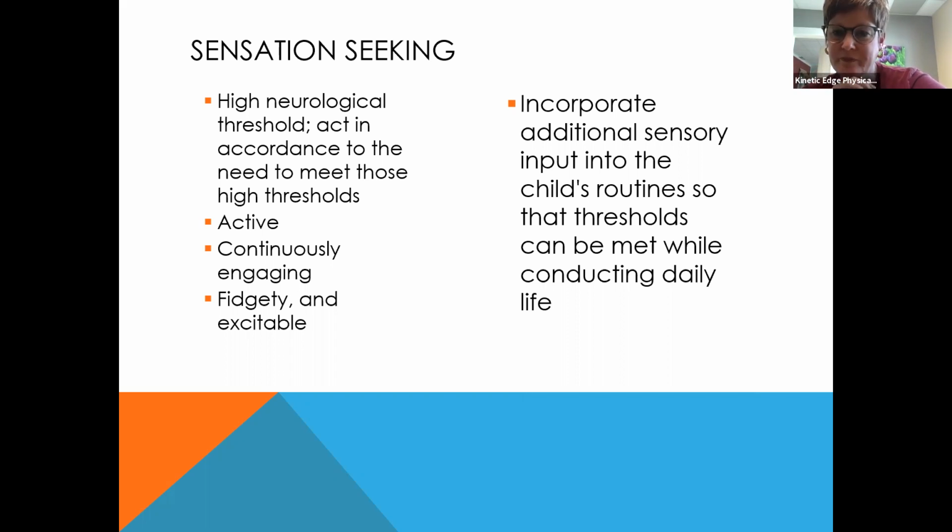Okay, so with the seekers, they do need more sensory input. And so we want to give them appropriate sensory input at regular times throughout their day, so that they aren't having to seek it out themselves in an inappropriate way. So you can see where you definitely want to make sure that you're dealing with the right category, because if you give an avoider lots more sensory input, it's not going to be helpful for them. It's going to be detrimental. So we need to determine what exactly is going on, because sometimes the signals can get a little intercepted.